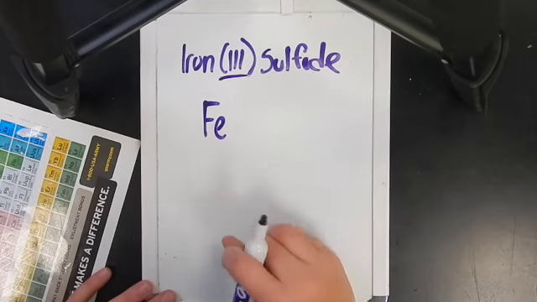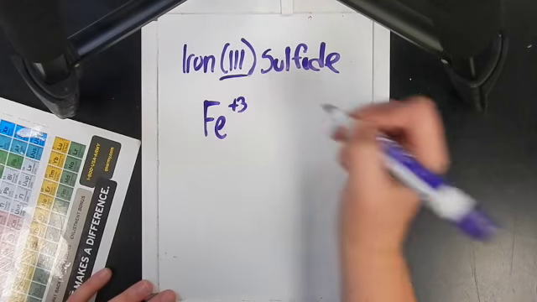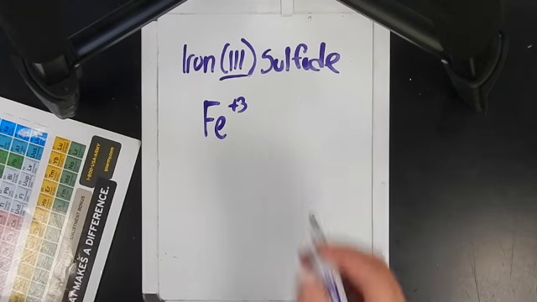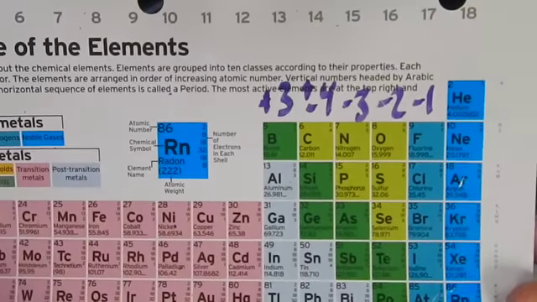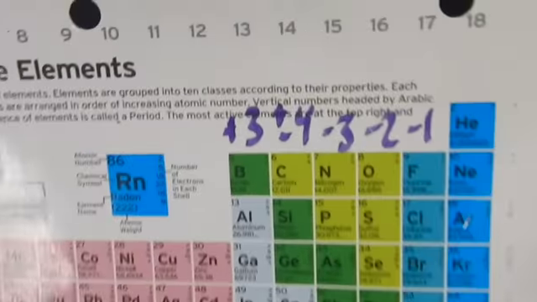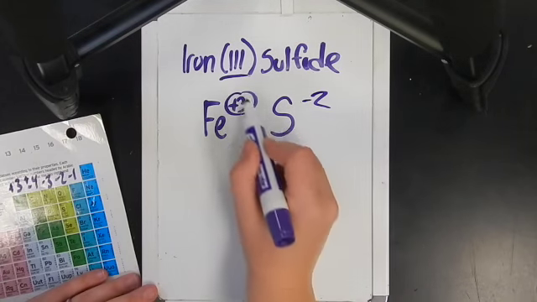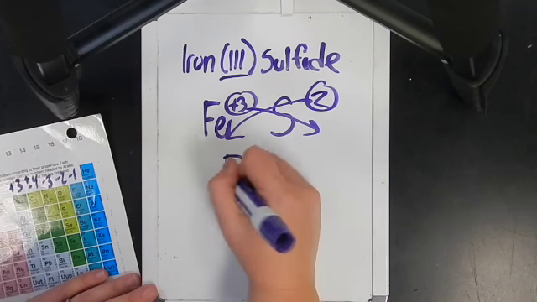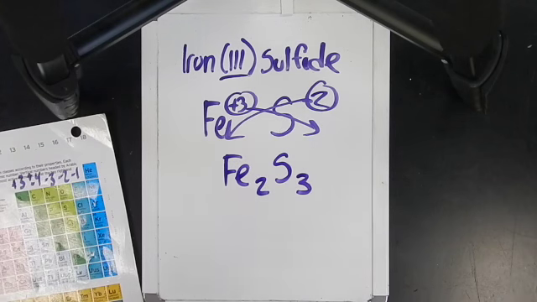So we write down iron, which is Fe. Since the Roman numeral is 3, it's going to be a +3 charge. Sulfide just ends in IDE, so that's your element sulfur. You find sulfur on the periodic table, right here. It has a -2 charge. Then we crisscross. The 3 goes with the sulfur, and the 2 goes with the iron. So that will be Fe2S3.